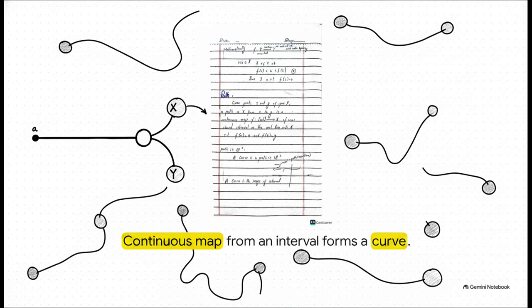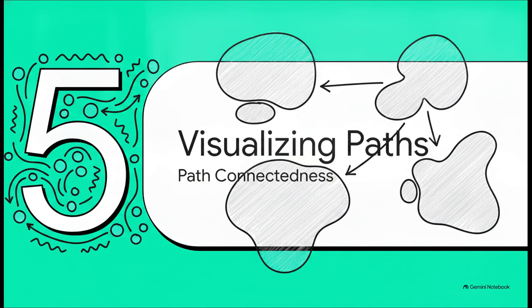Instead of dealing with abstract open sets, imagine mapping an interval of time, say from time A to time B, directly into our space. The function basically takes that timeline and draws a continuous curve. At the start of the interval, you're at point X. At the end, you're at point Y. If you can draw this continuous path between absolutely any 2 points in the space, then the space is path connected. Let's make this concrete in Section 5, Visualizing Path Connectedness.